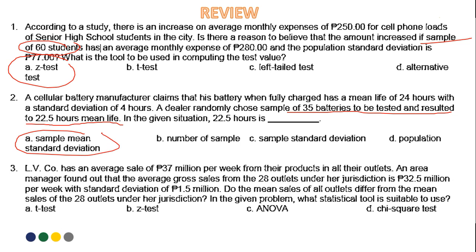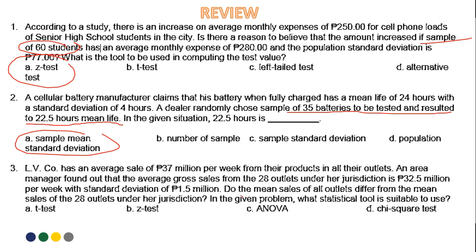Next one. How about number three? What is the answer in this given problem? What is the statistical tool or what is the test statistic suitable to use in this problem? Is it T, Z, or ANOVA, or chi-square? Your answer is A.